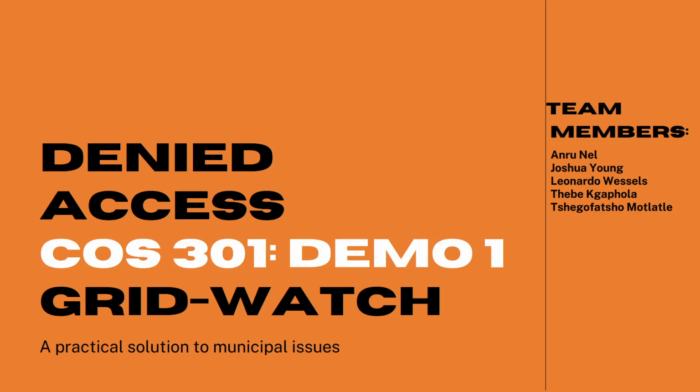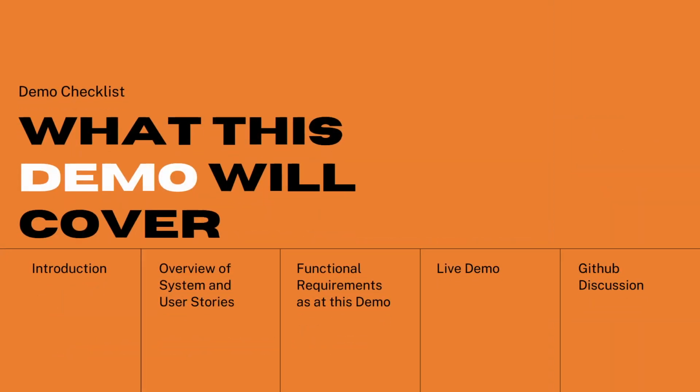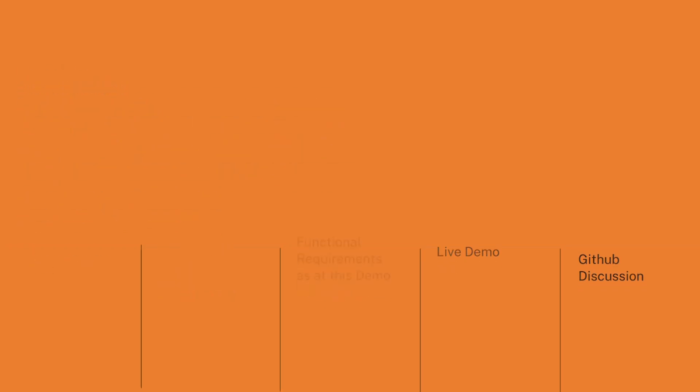Hi, this will be the demo recording for the Denied Access Team, our 301 Grid Watch project, a practical solution to municipal issues. What we'll cover during this demo is the introduction to the system, an overview of the system and user stories, the functional requirements as at this demo, our live demo exhibiting our three use cases, and a quick discussion on our GitHub strategy.